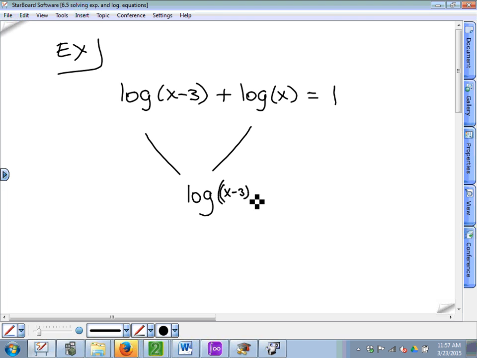So the x minus 3 has to multiply with the x. X minus 3 multiplied by x, and that's equal to 1. So you take two logarithms, you've written it as 1. Now you can just solve it like a normal logarithm equation. This one is a log base 10, so you'd have to use a base 10 here and a base 10 there. So you have x minus 3 times x is equal to 10.